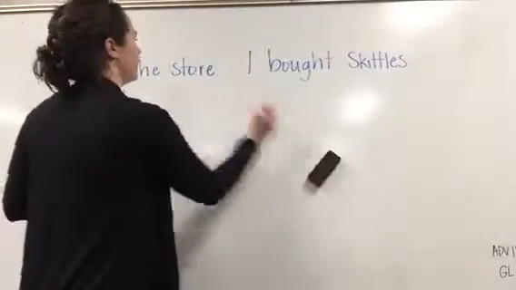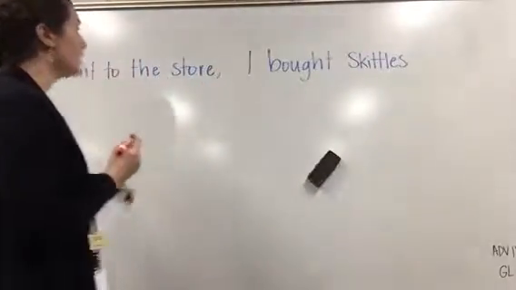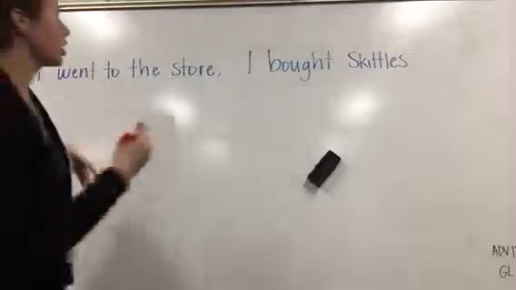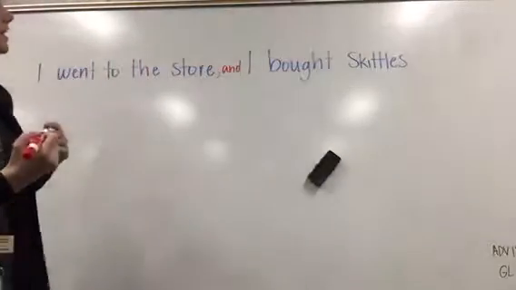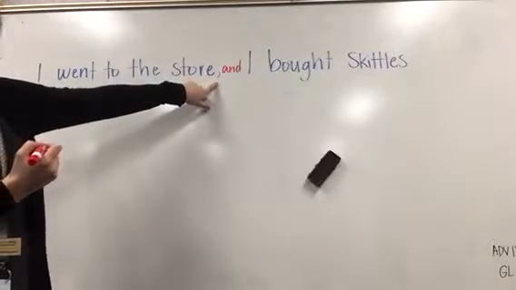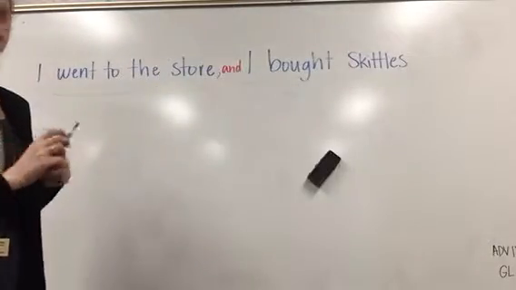Option number three is doing a comma and a FANBOY. So "I went to the store," I would pick the FANBOY "and," because that makes sense with my sentence. So with this, I would have to remember to do the comma before and then the "and" here.